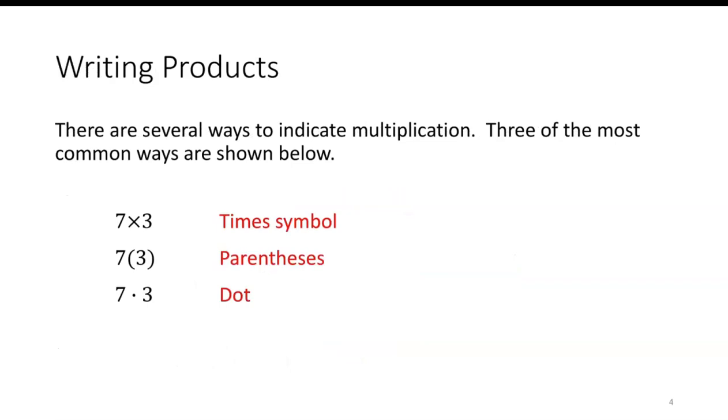Now when it comes to writing products, there are a lot of ways that are all correct. The obvious one, the times symbol, looks like a big X. But parentheses also work, 7 times 3. It can also be written as parentheses 7, parentheses 3. The dot also works, 7 times 3. It doesn't work as well in algebra or when you're dealing with decimal numbers, since the decimal point and the dot can be confusing. But there are a lot of ways to write multiplication.